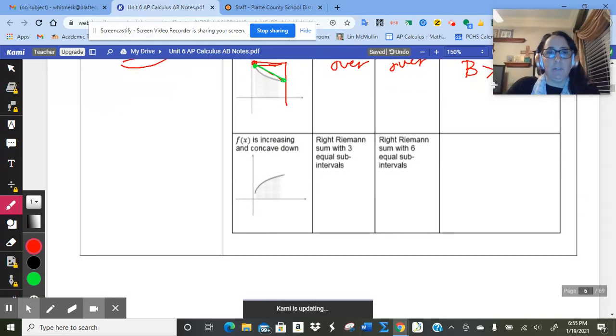F of X is increasing and concave down. So if we are increasing, then the right, where am I at? Increasing right. Both of these are over. But remember, as I increase how many I'm doing, I'm not quite as much over. I'm getting closer. This is a better approximation when I have more than when I have less. So these are both over, but this one's not as bad. So A is greater than B.